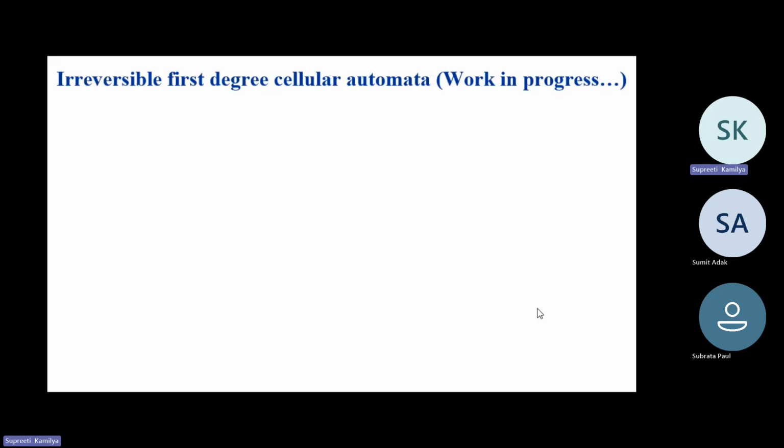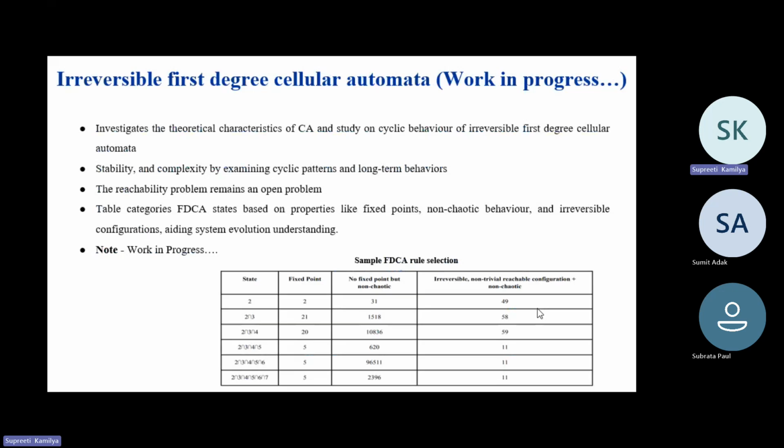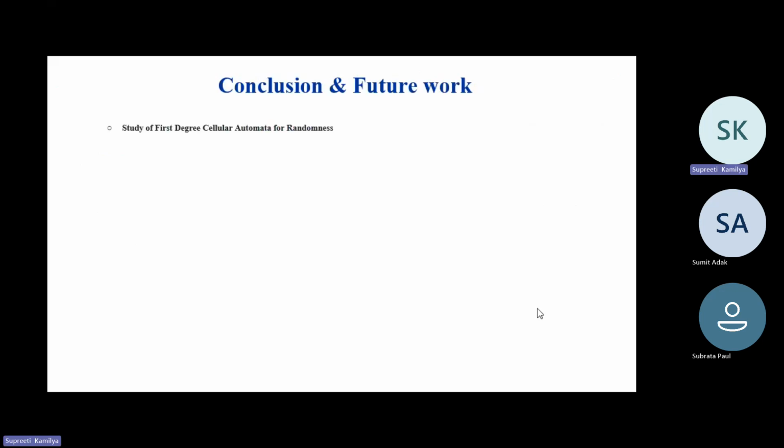Our fourth work is in progress. We are working on it and finding some theory. We are trying to theorize, and we are getting some beautiful behavior in the irreversible first degree cellular automata as well. We are trying to finalize our fourth work. So here are some conclusions and the future work of our first work.